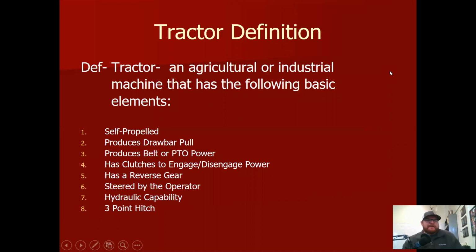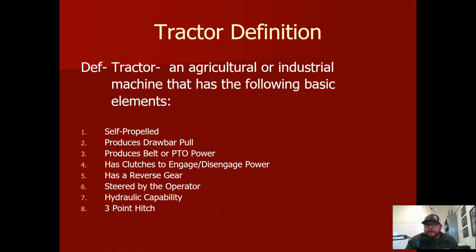To define a tractor, we're talking about an agricultural or an industrial machine. In this class, we're going to be focusing more on agricultural tractors, although there are some industrial tractors that we will be using. A tractor is going to have not necessarily all of these, but most of these basic components. It's going to be self-propelled, so it's not being pulled by something else. It's going to be able to produce drawbar pull, so we can haul trailers and things like that.